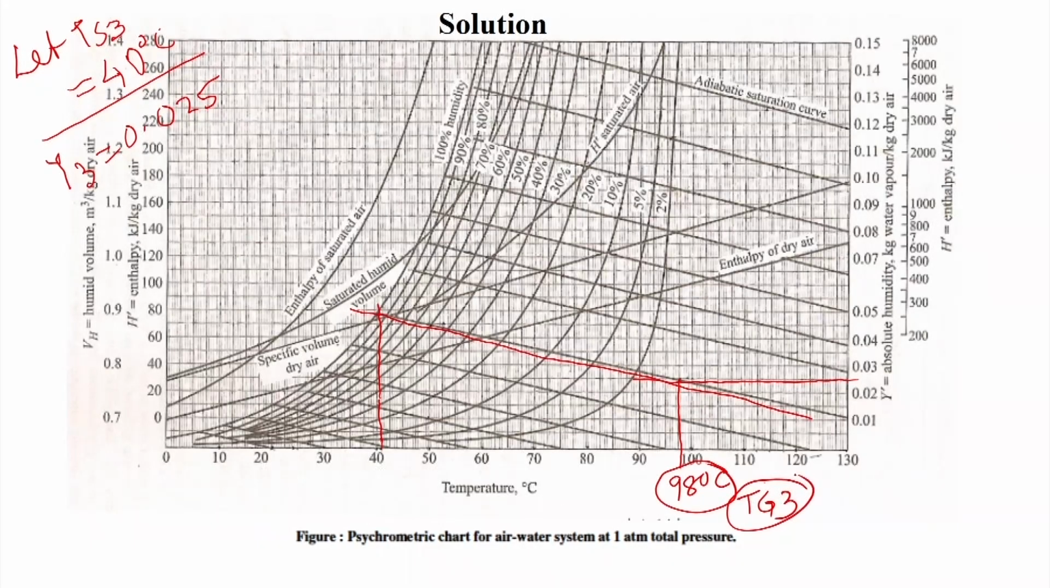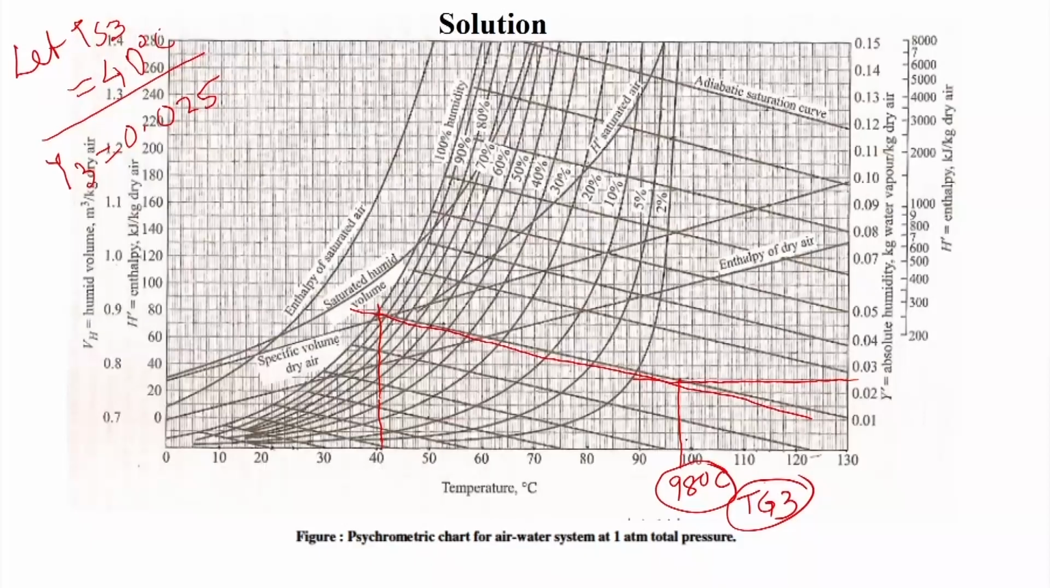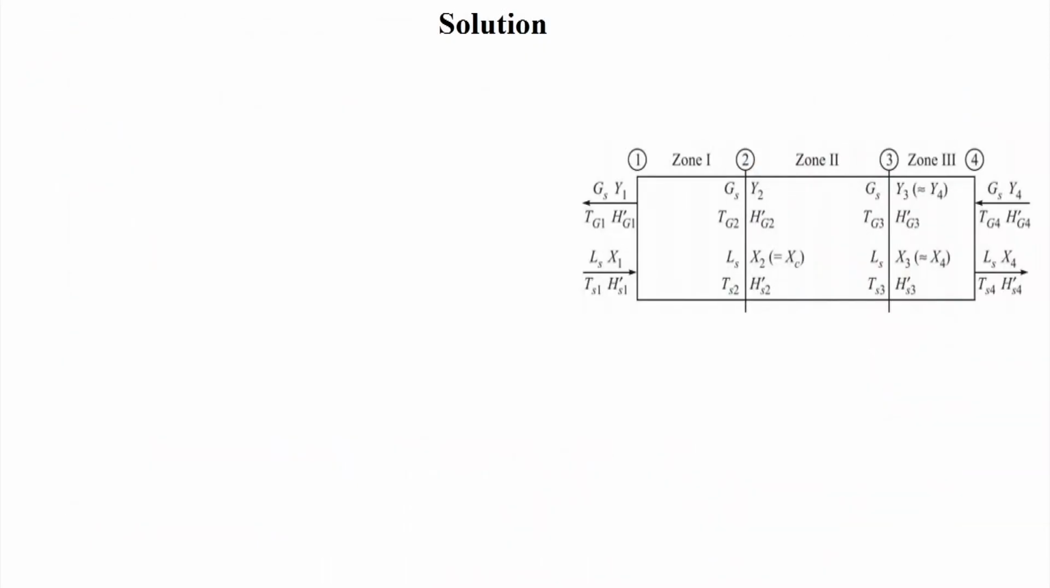Let us see whether our assumption for Tg3 is correct or not; we can get this from the enthalpy balance also. For simplicity we assumed that Ts3 is equal to 40 degree Celsius, it may be another temperature also. And for that we will be getting Tg3 as 98 degree Celsius. So, we will do the enthalpy balance to ensure whether this Tg3 is correct or not. Very easily we can do this.